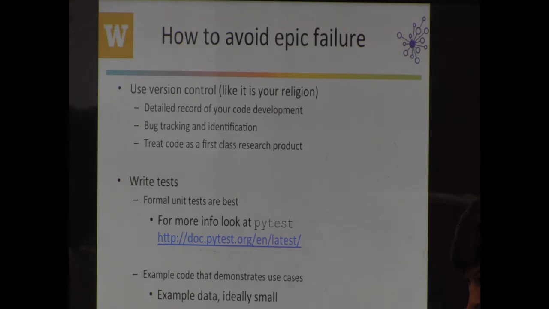GitHub in particular has that issues thing, and if you haven't played around with it, it's a lot of fun, especially when you assign a bug to somebody else and blame it on them. And then it treats code like you would treat any research that you do in the lab. You have a lab notebook, that's part of your research, right? Just like version control should be part of your research. Write tests. Who writes unit tests?